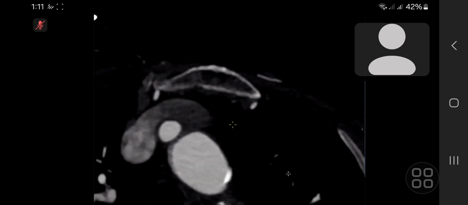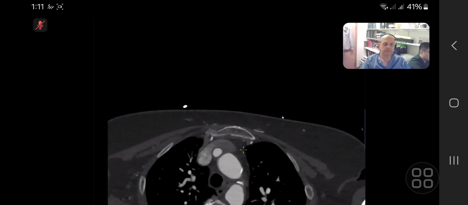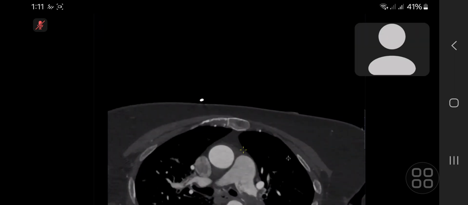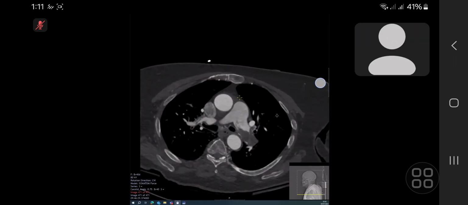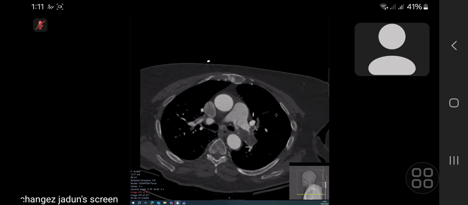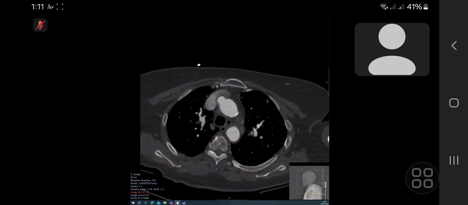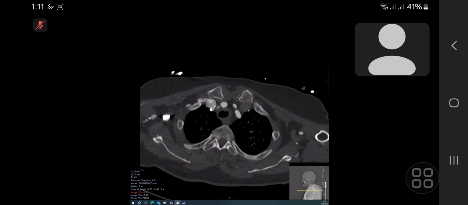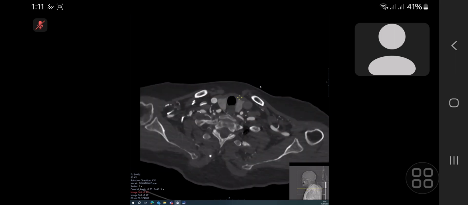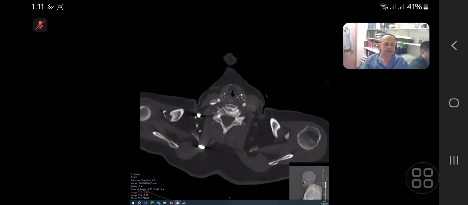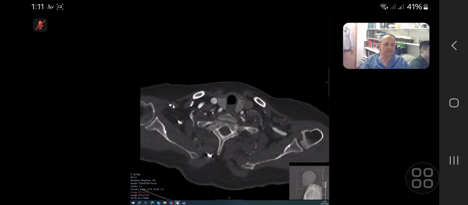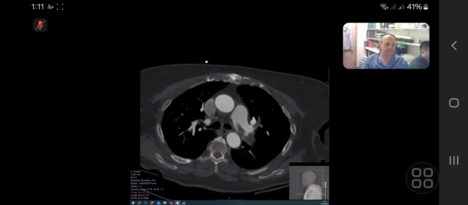Can we zoom out the image, please? I need to check the right side as well. The right side is only partially covered, but I think there is also a filling defect at the right side, but it's like a saddle thrombus at the left side. Well done. So that's what I wanted you to pick up.